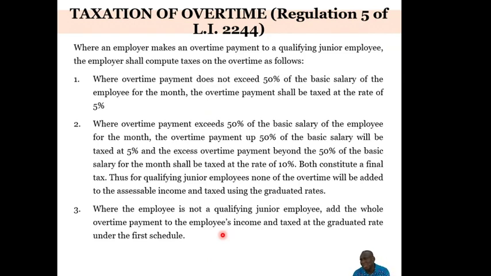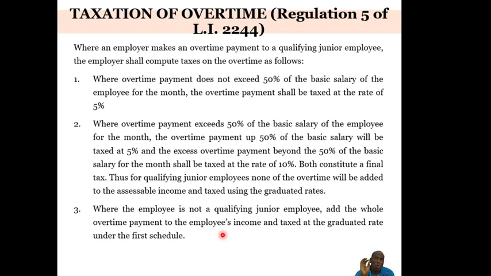Where the overtime does not exceed 50% of the basic salary, please compute 5% on the overtime figure separately. Then you are done. But where the overtime exceeds 50% of the basic salary of the employee, if you are a qualifying employee, a junior employee, in this case, there will be two computations. The first one is the portion of the overtime which is up to 50% of the basic salary. You tax that portion at 5%. And then the one beyond the 50% will be taxed at what? At 10%. And the two should be taxed separately because they both constitute final taxes.